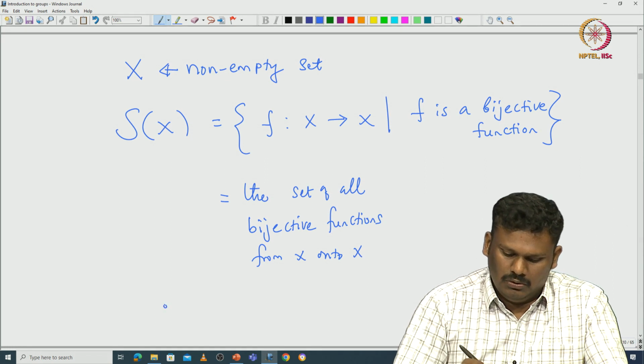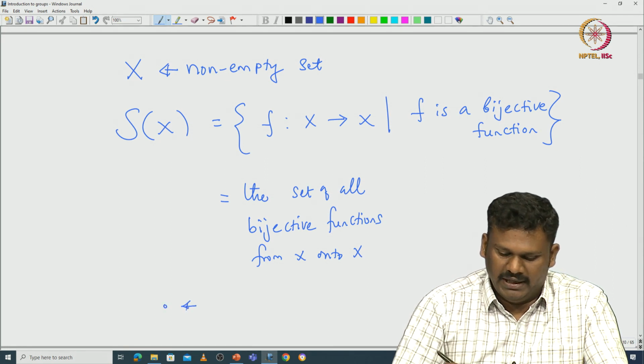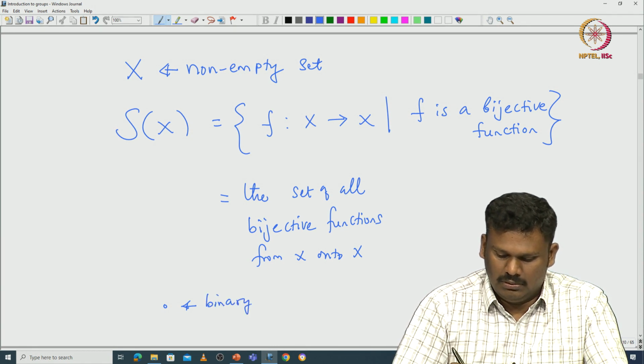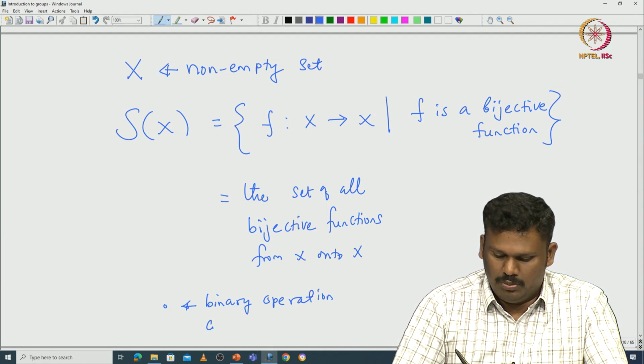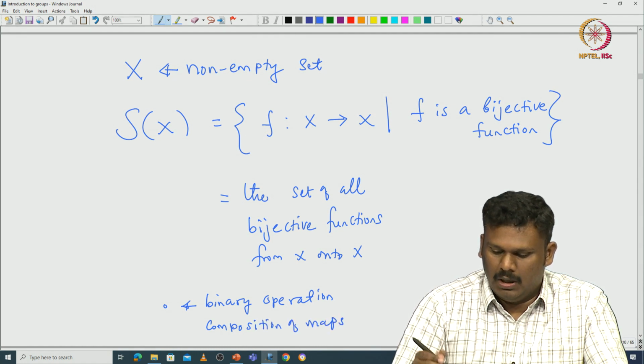So now I can define this binary operation on this S of X, which is called composition. So composition of maps, or composition of functions.